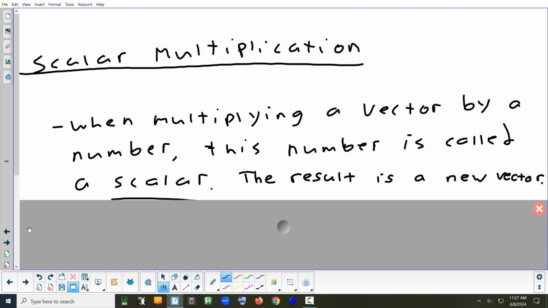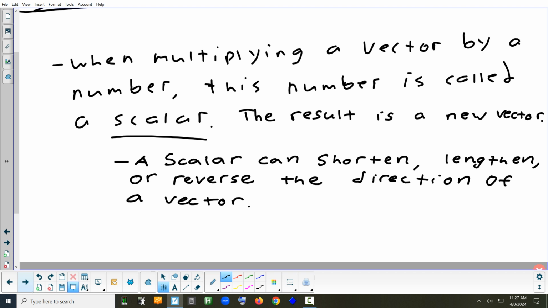Make it smaller. Yeah, it could make it shorter. So the three things that can happen when you scale the vector: it can get longer, shorter, or it can reverse the direction. Nothing other than that can happen, unless you scale the vector by 0, then you don't have a vector anymore.